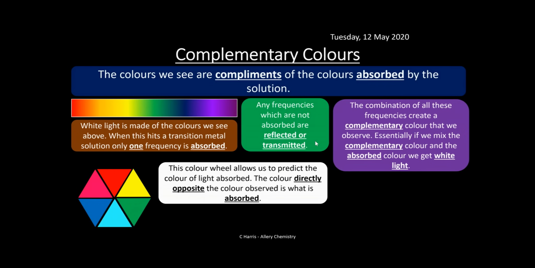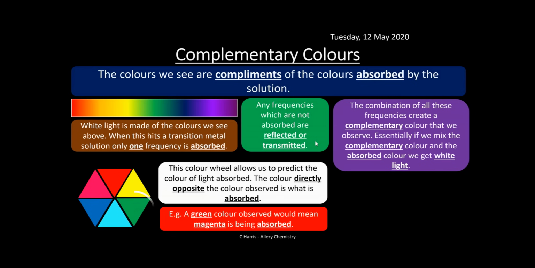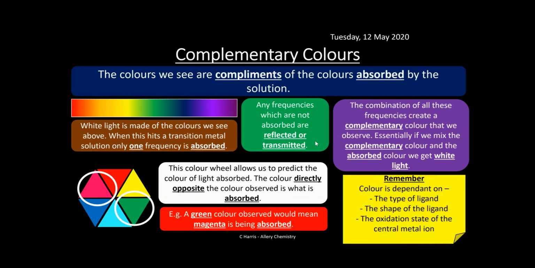So like I say, the colour wheel allows us to predict the colour of the light that was absorbed. And the colour directly opposite is what is absorbed here. So you are expected to be able to spot this. So for example, if a green colour is observed, it would mean a magenta colour has been absorbed. So we can actually use this colour wheel to work out what colour has been absorbed. So we can work it backwards. Okay. So remember what it's actually based on as well, so what can actually affect that.